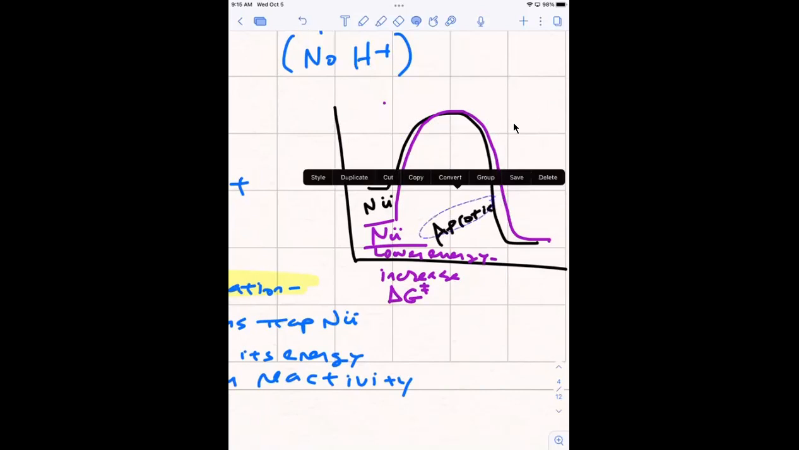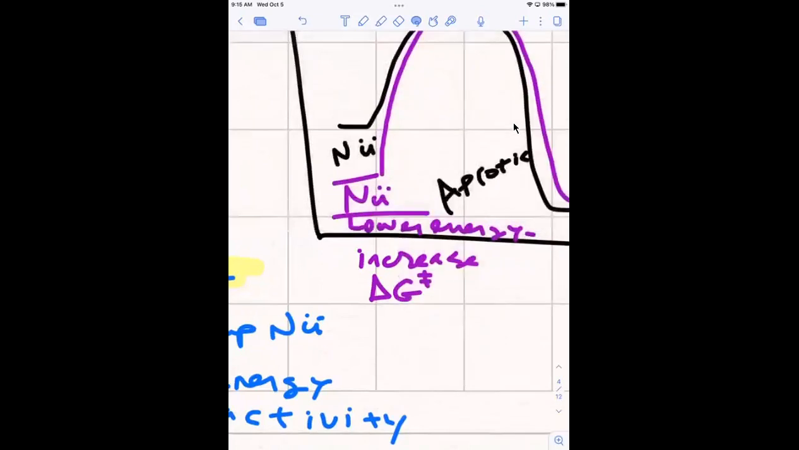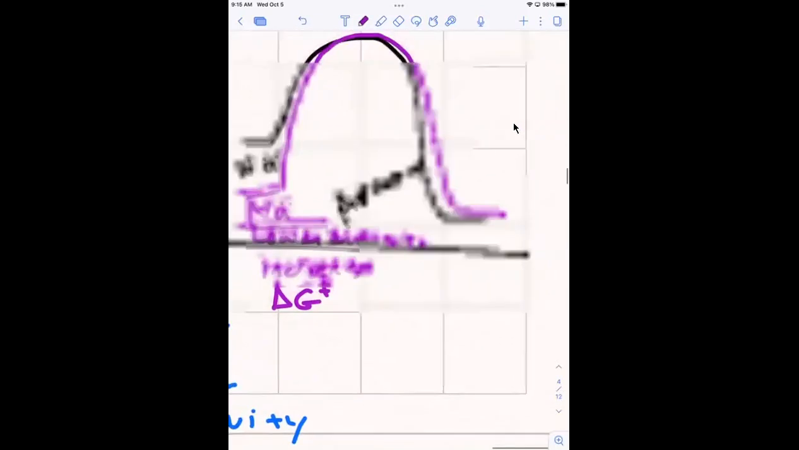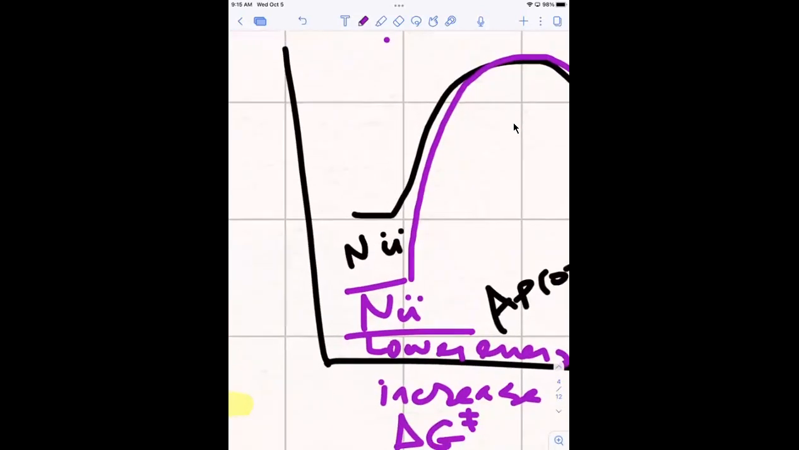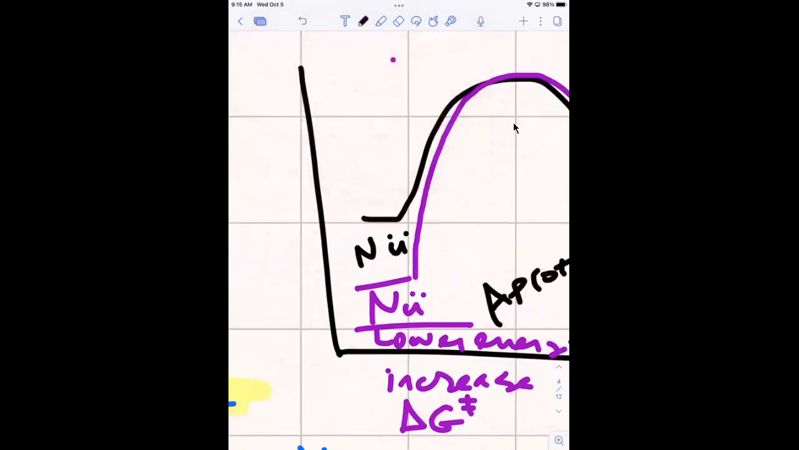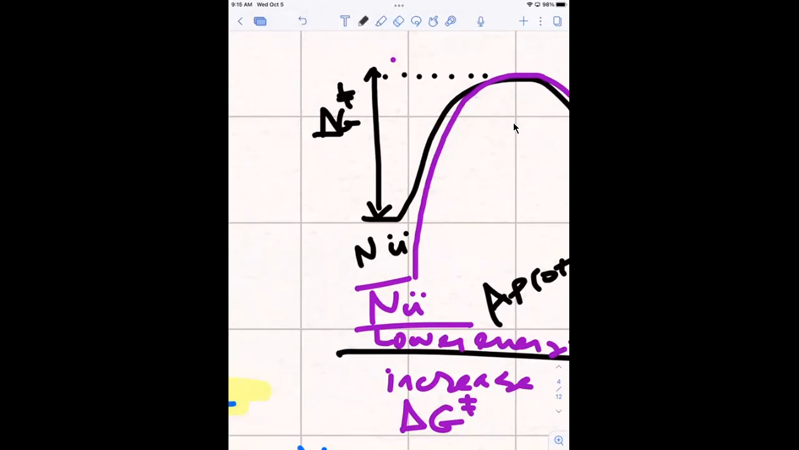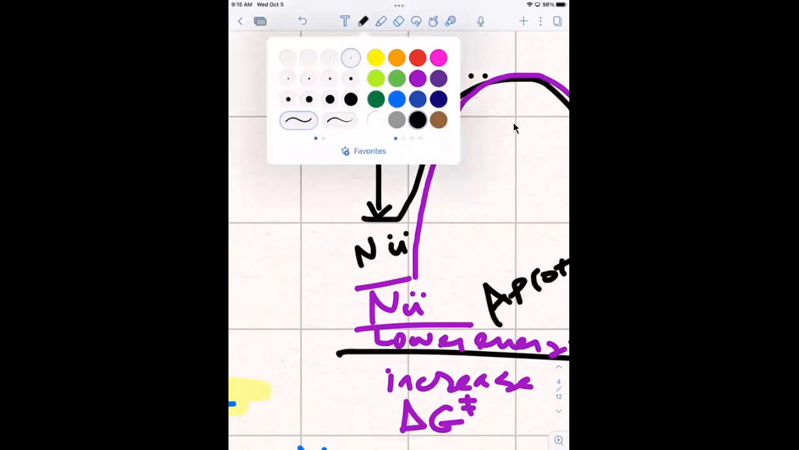If the black curve is representative of doing the reaction in aprotic solvent, and the purple curve is protic, the activation energy here is less. If you remember that from Chem part 1 and part 2, activation energy is the energy to get from the starting material to the transition state. If you look at that same energy, I'll redraw that, for the purple curve it is higher. So that means that the rate is going to slow down.